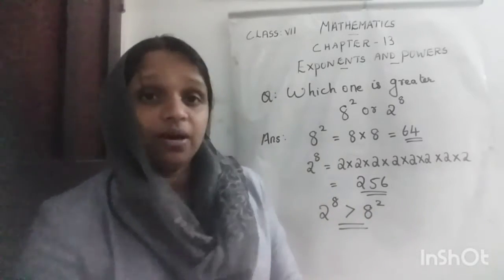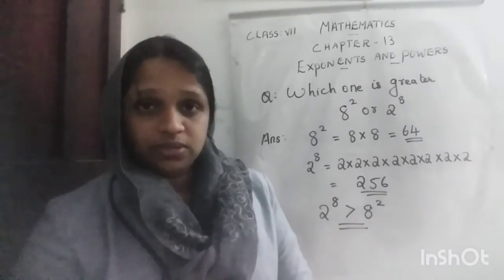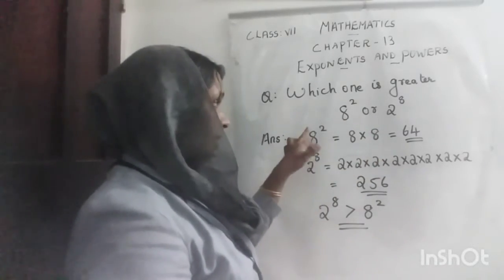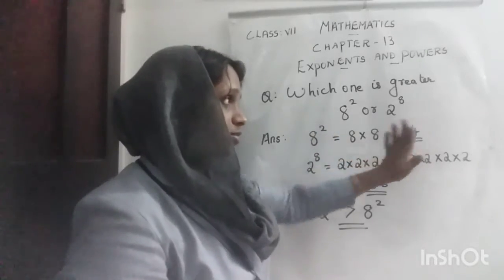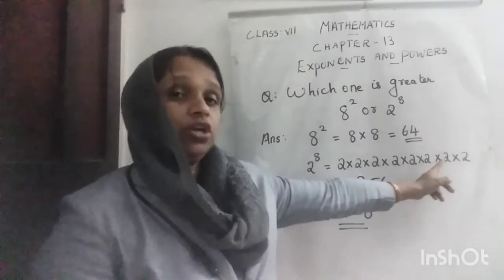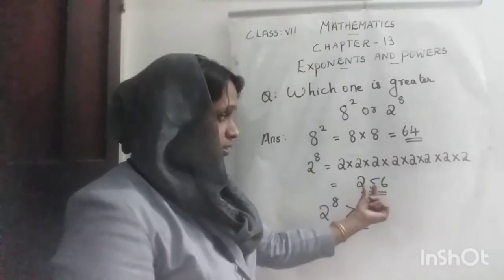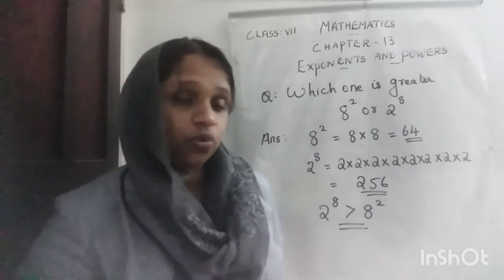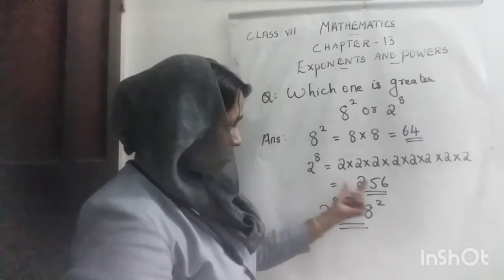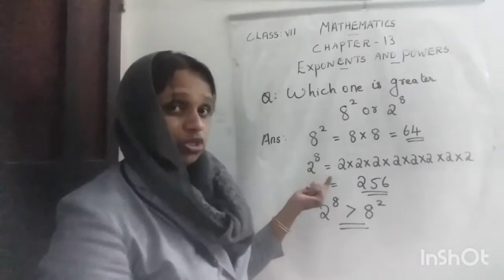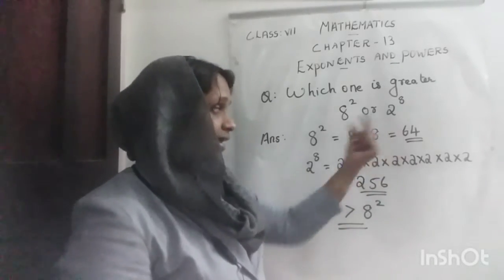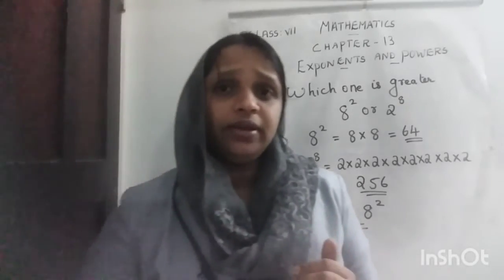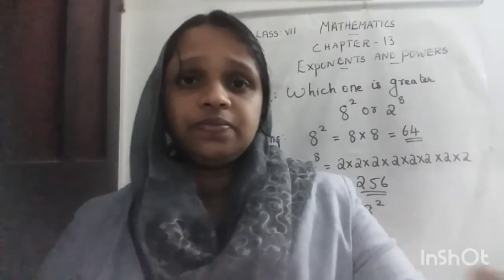In this way, we are comparing two exponential numbers. That means first we are finding the value. Here 8 raised to 2, 8 into 8 is 64. 2 raised to 8 means 2 multiplied 8 times, so our answer is 256. So 256 is greater than 64. So 2 raised to 8 is greater than 8 raised to 2. Got it? So this way we are comparing two exponential numbers.